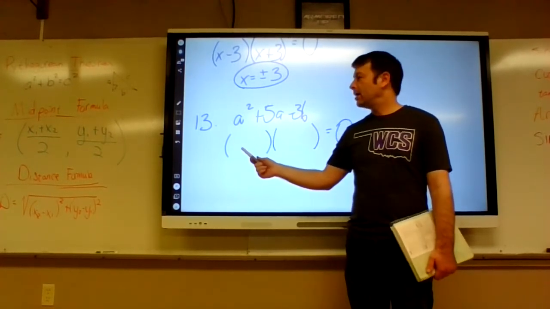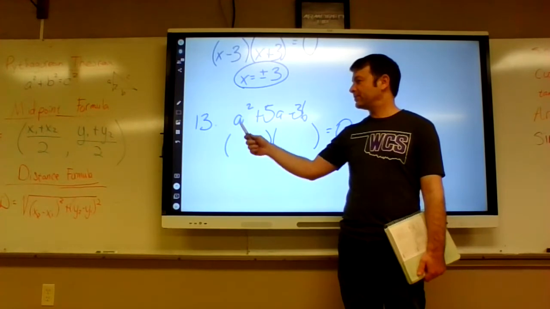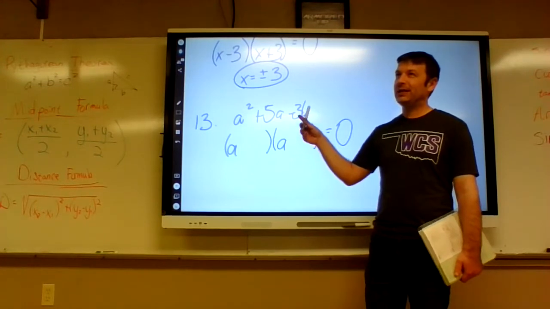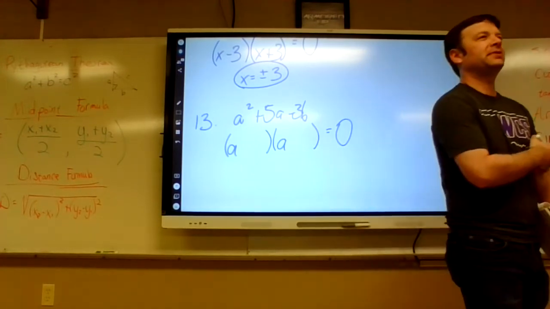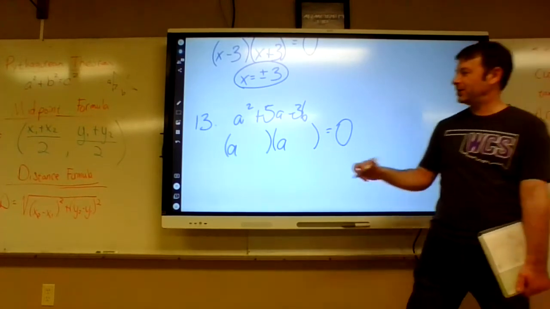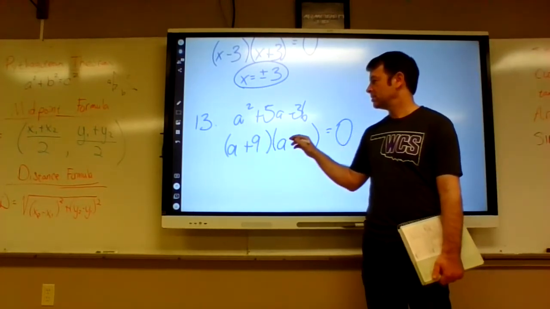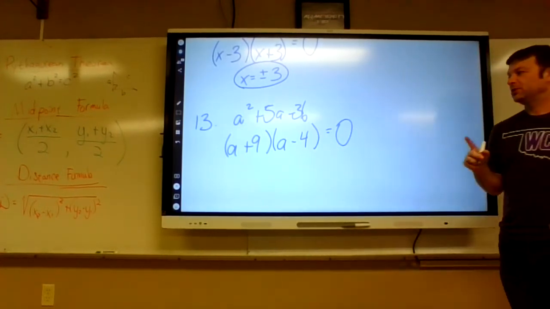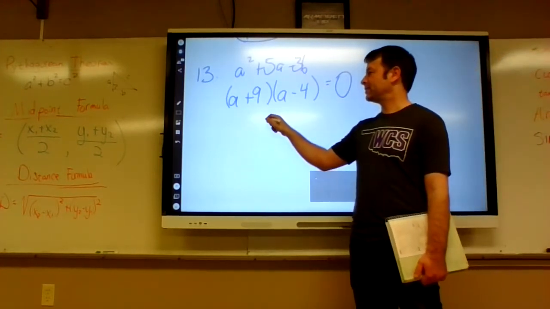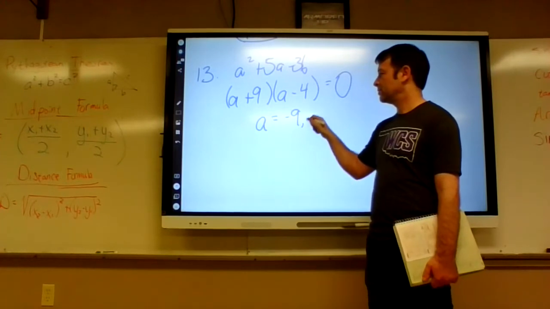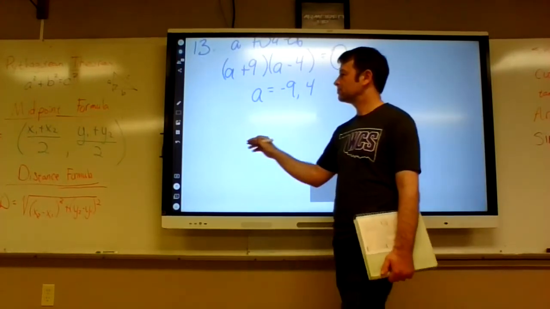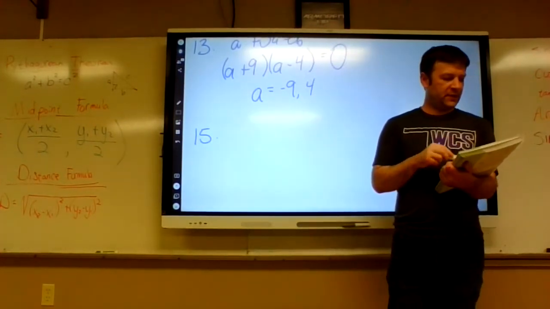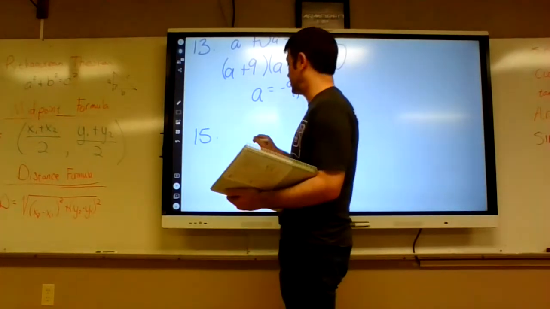Okay. I did not say it right. What goes in the front? A times A. What goes into negative 36 that can add up to 5? Plus 9 minus 4. Multiplies to negative 36, adds up to 5. What A values would make these factors 0? Then 15: x squared minus x equals 0.